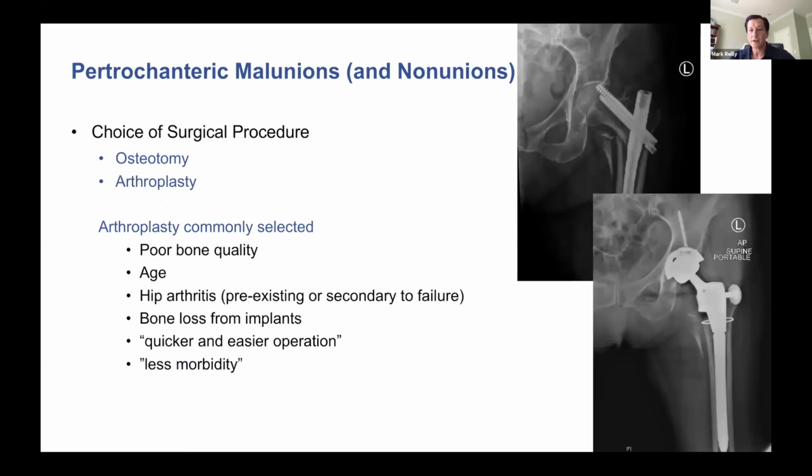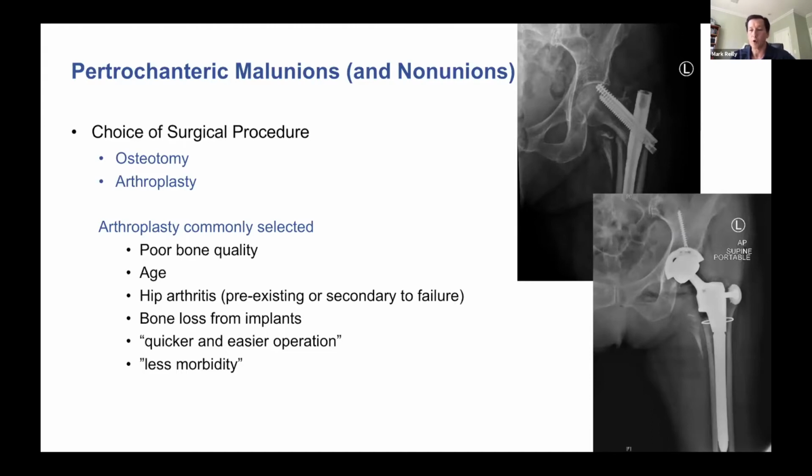So why is this so uncommon? Well, it's so uncommon because it typically happens more to elderly patients, as we said, with poor bone quality or pre-existing hip arthritis, or hip arthritis secondary to cutout of an implant or failure of the implant. There's significant bone loss in the soft bone from the previous implants. And so surgeons will oftentimes suggest or select arthroplasty. And I think it's not unreasonable for sure in this patient population.